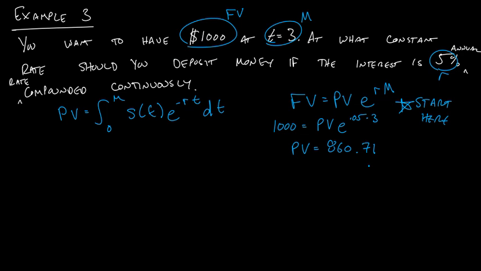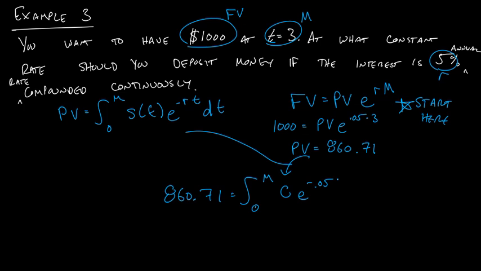Now, how do we use this to help us find our income stream? Well, we can come here and say, well, I know that I need $860 and 71 cents. I'm putting that in for PV. And then I will integrate from 0 to m. And I know S of t is going to be constant. So rather than writing S of t, I'm just going to write C. And then I'll put in the rest of the values. So e to the negative 0.05 t dt. And sorry, this was not m. This was in fact 3.